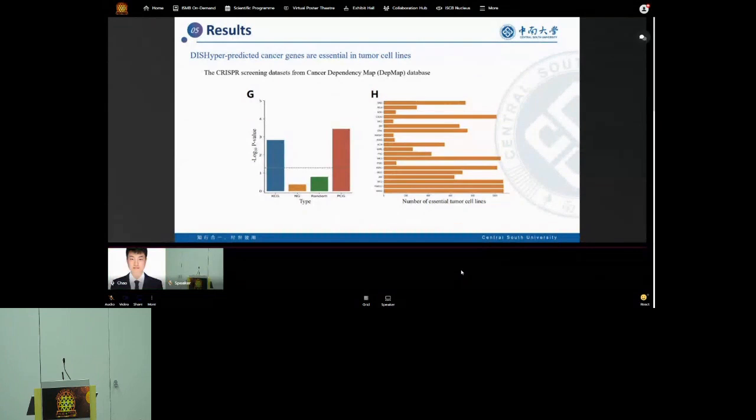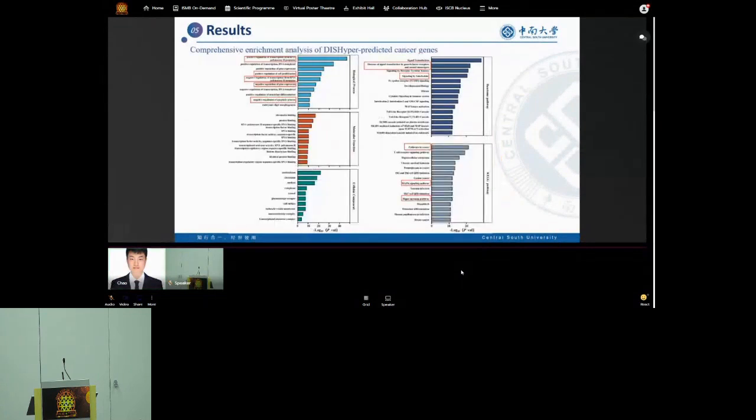We also conduct enrichment analysis on PCGs using the GO database and two pathway databases through DAVID. Enrichment analysis results show that all prediction results are significantly enriched in cancer-related GO terms or pathways. Detailed results can be found in our manuscript and the supplementary materials.